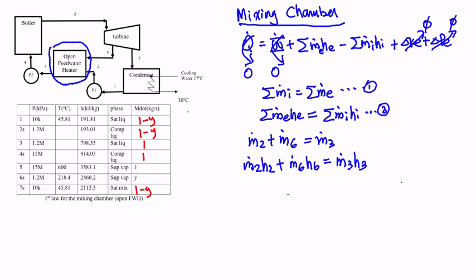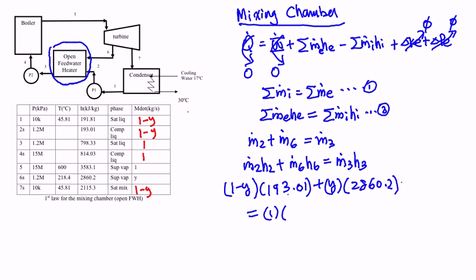Let's now go ahead and pop in what we know. 1 minus y, h2, h6, h3. Isn't it interesting? We now have one equation and one unknown. We can go ahead and solve for y.